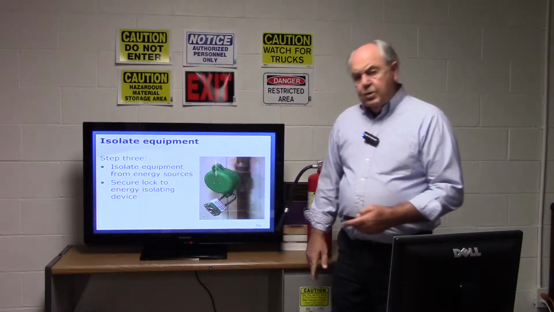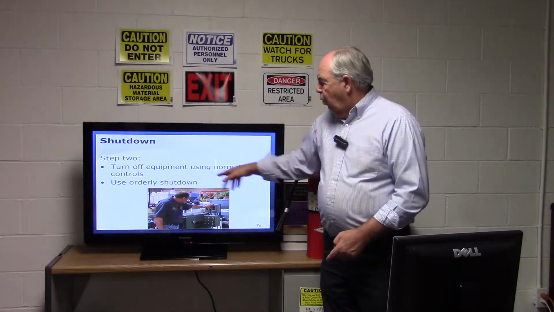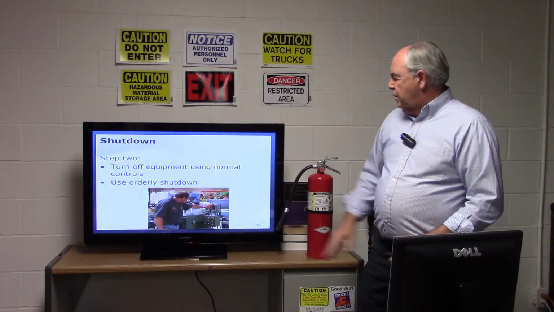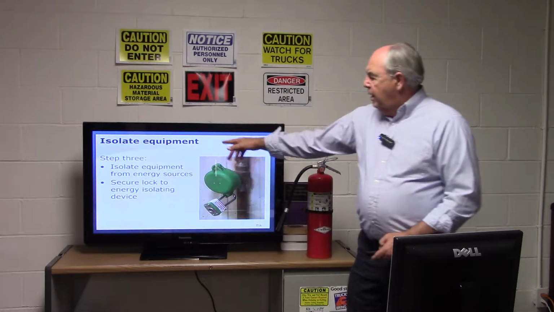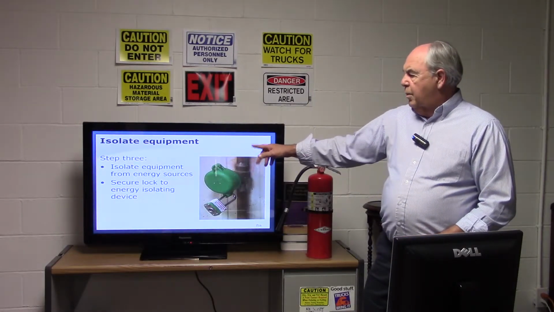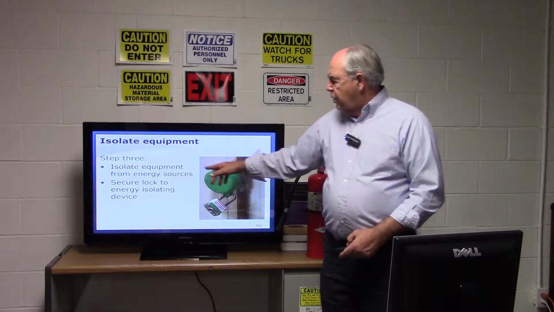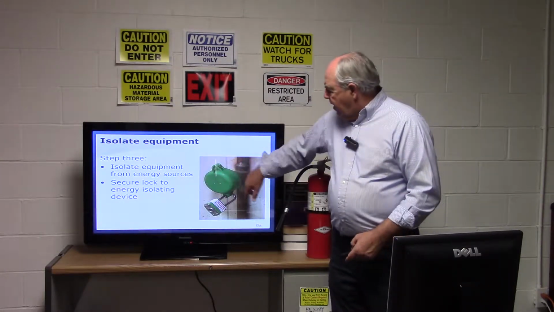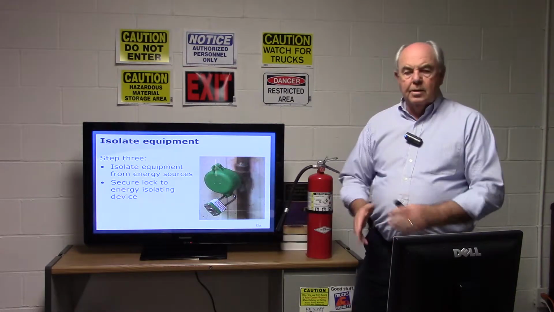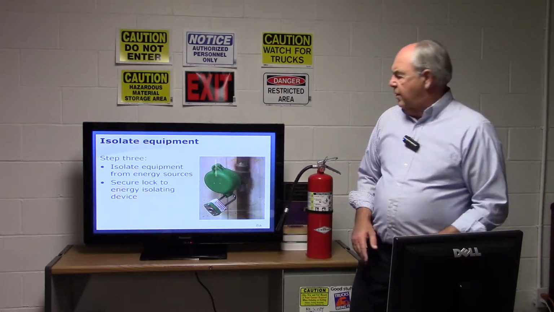And I want to go back. I want to show you something right here. Once he turns off the equipment, he goes through orderly shutdown. He's done that here. Then we'll roll over into step 3. This is where we isolate the equipment from the energy sources just to secure the lock and energy. See, this is a valve here. It has a valve lock on it, so nobody can turn the water on or the pressure on or whatever it might be.